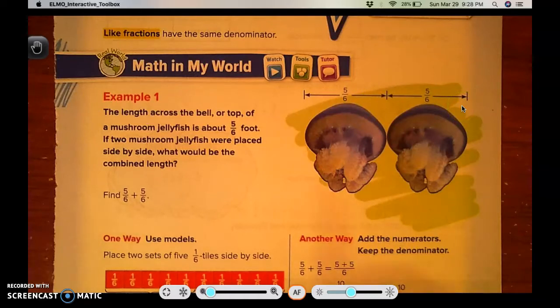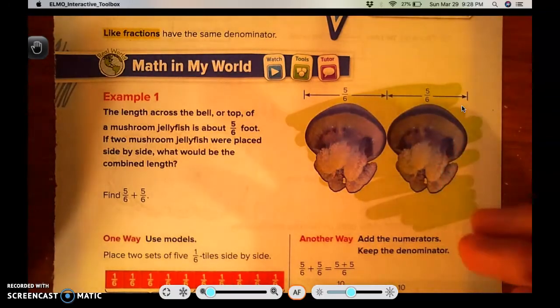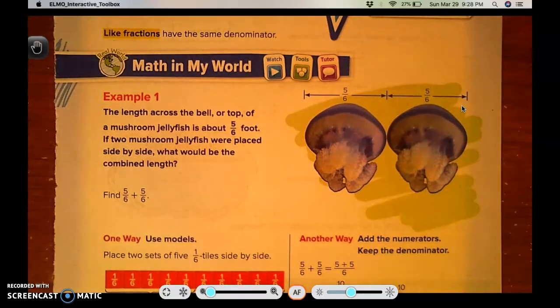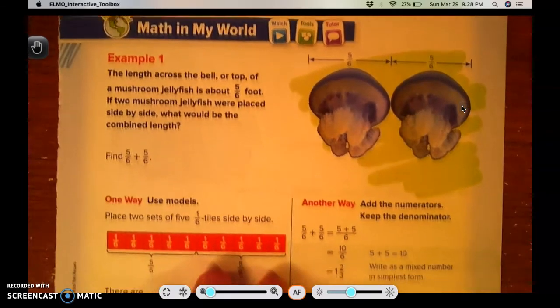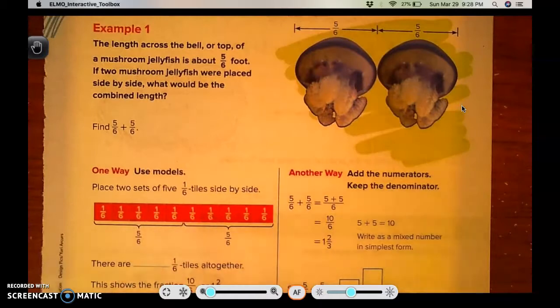So the first lesson that we're looking at, lesson 2, is adding like fractions. Like fractions have the same denominator, or that same bottom number. Lots of us have seen it before, lots of us haven't, and that's fine. Maybe you've seen it before and forgotten, totally okay. We're just going to go through about 3 examples.